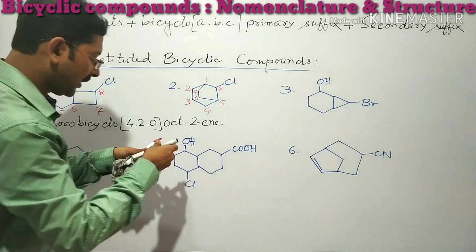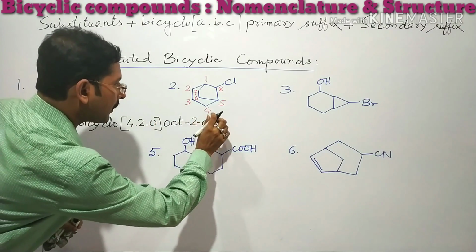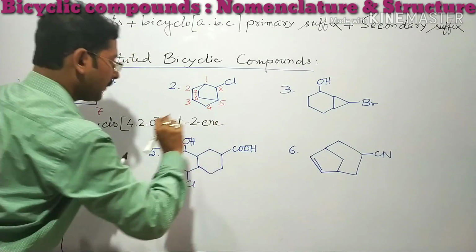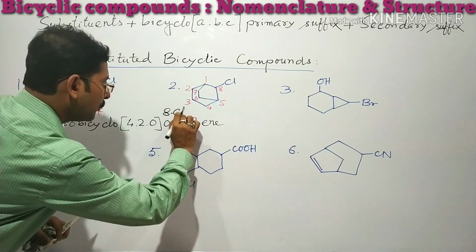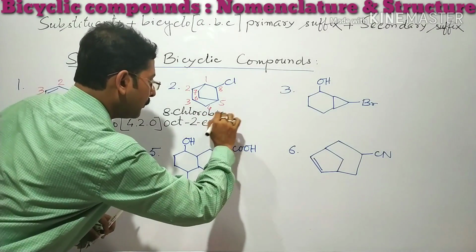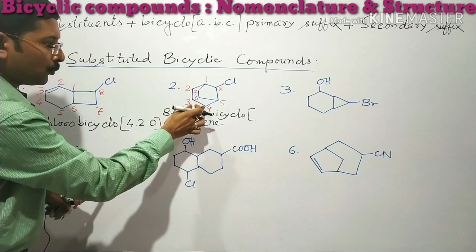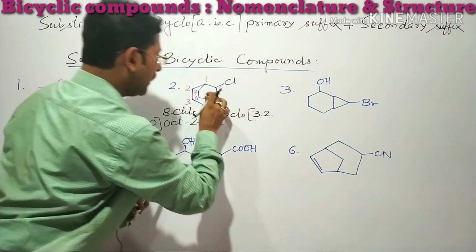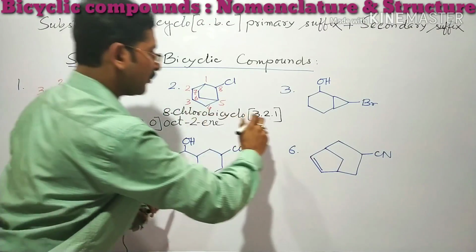Okay, next, what is the name of the compound? The name of the compound is 8-chloro. Again, this is carbon number 4. The name of the compound is 8-chloro bicyclo. Look at here. Here is 1, 2, 3 carbons. Here there are 2 carbons, and there is 1 carbon. So 3, 2, 1. 8 carbons are there, so octane.